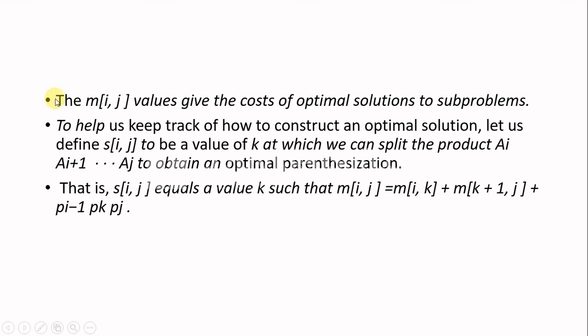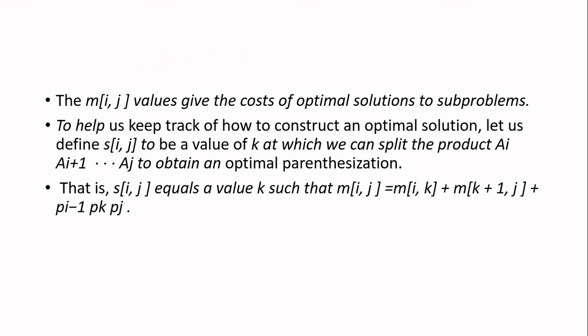So m of i, j will give you the cost of optimal solutions to subproblems. But it is not sufficient for our answer, because it will not give the value of k. So we always need the value of k. What is the meaning of that? If you know the value of k, then only can we split at k. So when you compute m of i comma j, we get only the cost of the optimal solution. Along with the cost, you need the value of k to split at k.